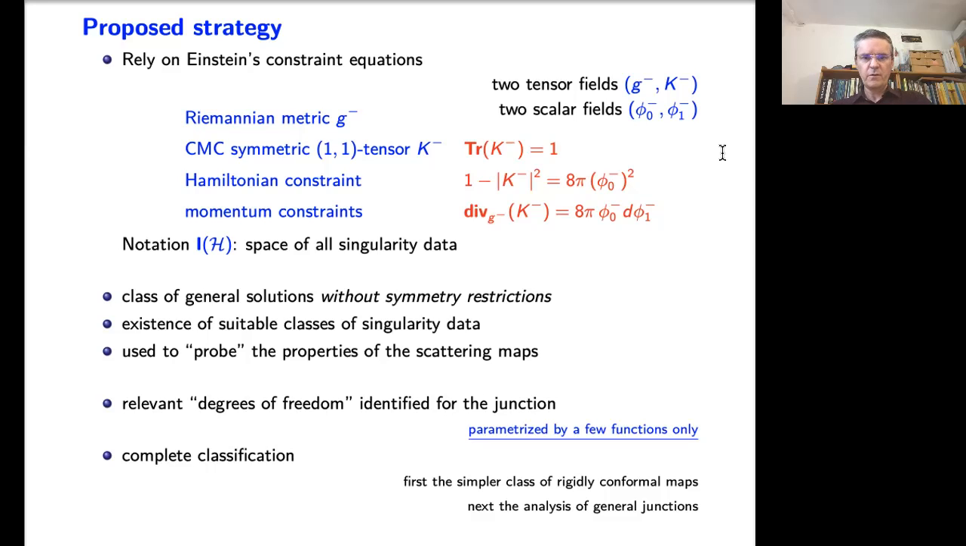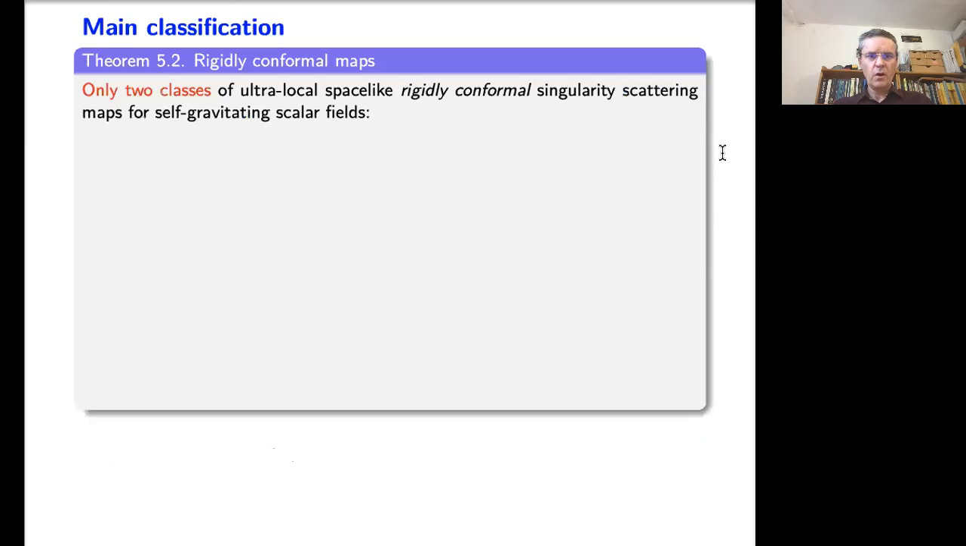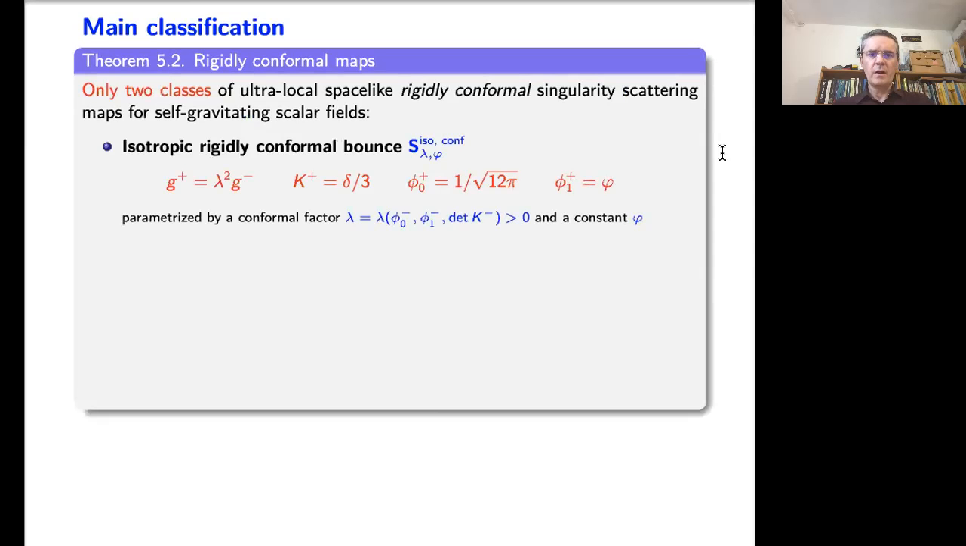The way we present our result is first to treat a simpler class of rigidly conformal maps, because the result is simply easier to grasp and to understand. But in fact, there is a general classification behind. So let me now summarize, and we arrive at the main result for the lecture today. The class of rigidly conformal maps consists of only two elements with a certain parameter, but basically two classes, I should say. So two classes of ultra-local space-like rigidly conformal singularity scattering maps for self-gravitating scalar fields.